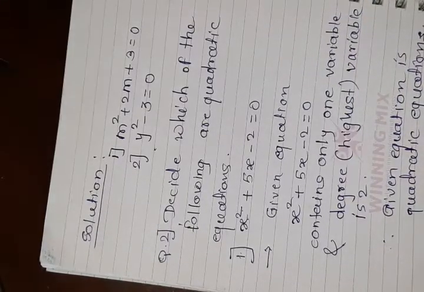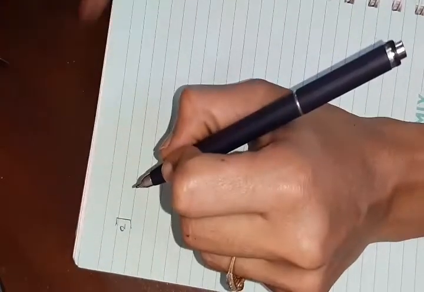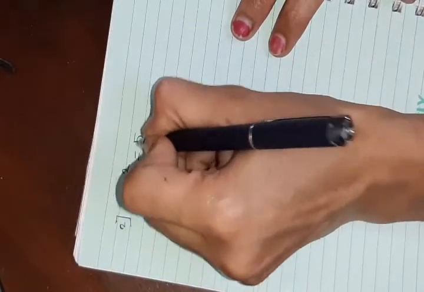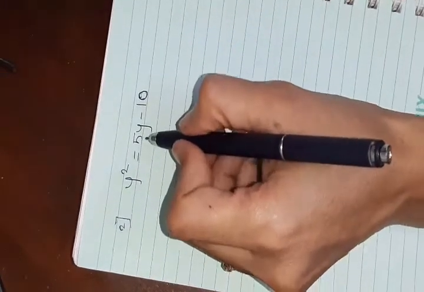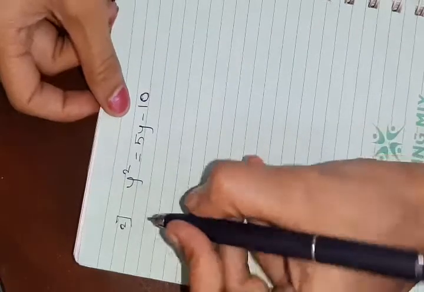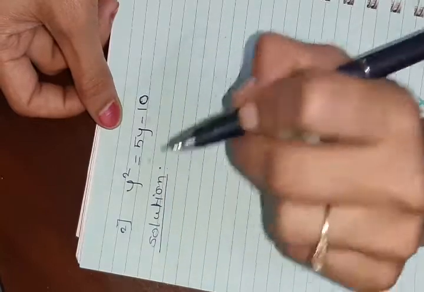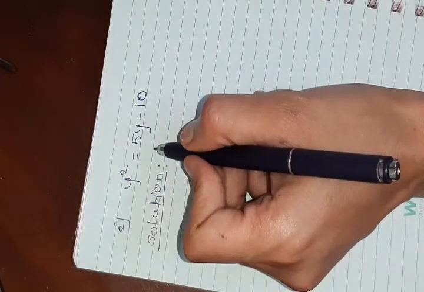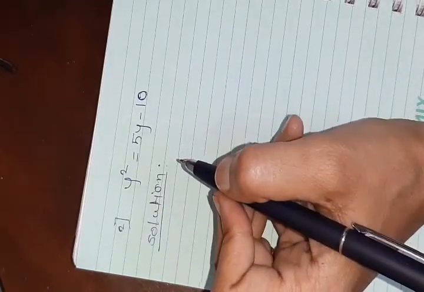Now let us see question number 2 from same question. So second equation is given that y square equal to 5y minus 10. So solution. So we have to decide that this equation is quadratic equation or not. So first of all, write given equation in standard form. See students, this given equation is not in standard form.